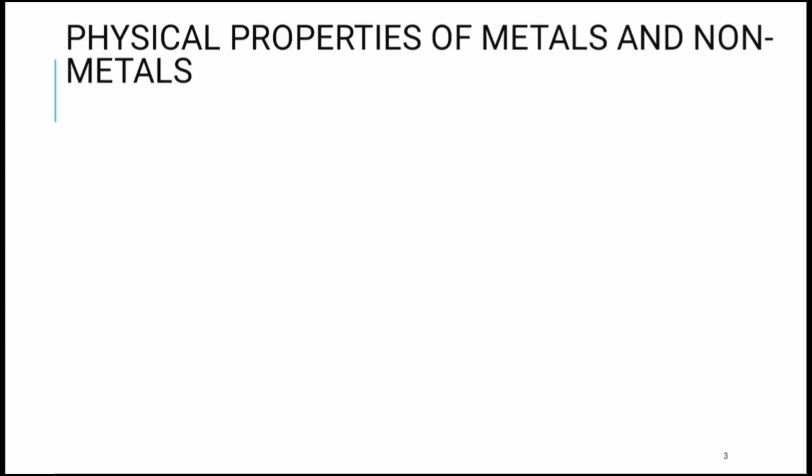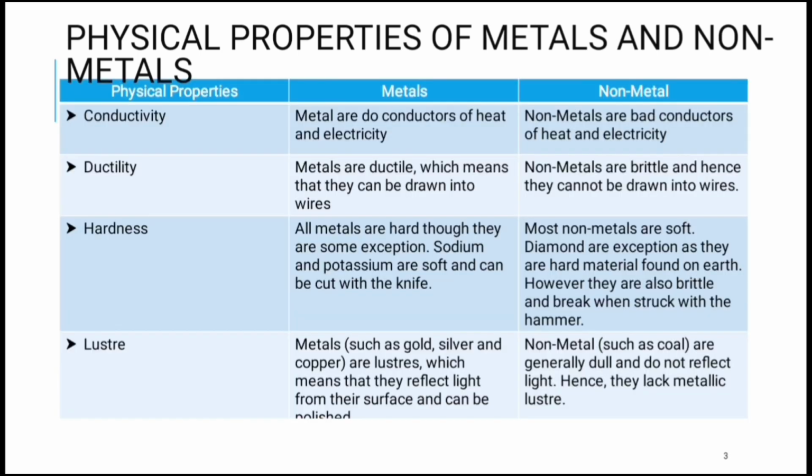Let us understand the physical properties of metals and non-metals. The first point we get here is conductivity. Most metals are good conductors of heat and electricity, which means that they allow electricity to pass and also produce heat. Whereas non-metals are bad or poor conductors of heat and electricity, which means that they do not produce heat or pass electricity through them.